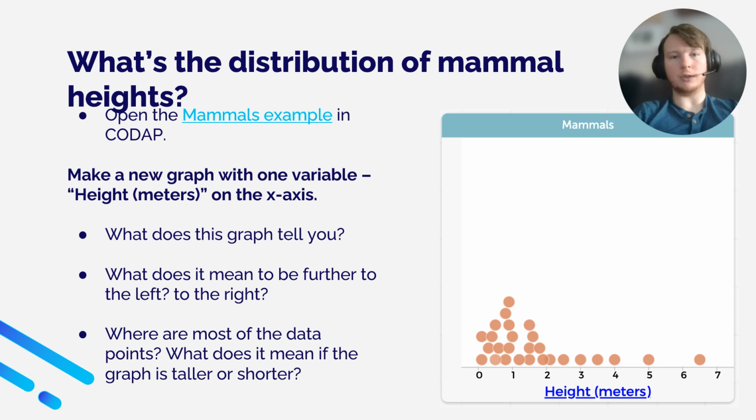We're now going to walk students through creating some specific graphs that we can look at together. First, we'll look at the distribution of mammal heights. Students should be able to make this graph by dragging height onto the x-axis. They should think about what this tells you, what it means to be further to the left or to the right on this graph, which means you'd be shorter or taller, and also the question, where are most of the data points? You can see that they're mostly clustered around 1 meter, which suggests that most mammals, your average mammal, is probably around 3 or 4 feet in height.